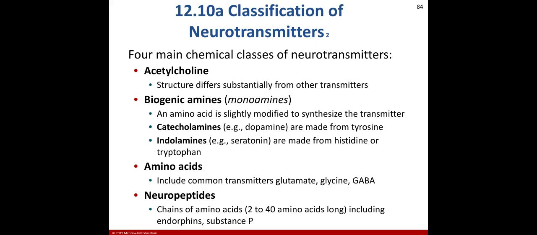There are amino acids that alone act as transmitters, like glutamine, glycine, and GABA. And then there are neuropeptides, which are chains of amino acids, about 2 to 40 amino acids, including endorphins and something called substance P.